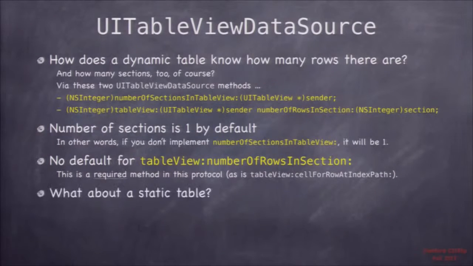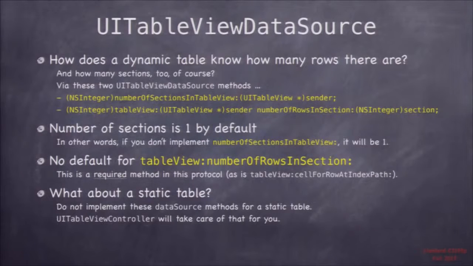Okay? What about a static table? You don't have to do any of this for a static table. You don't have to do cellForRowAt indexPath. You don't have to do numberOfSections. You don't have to do numberOfRows in section. That's all just taken care of for you by UITableViewController. So for static, just edit in storyboard how you want it. Don't worry about any of this stuff for that. Okay?